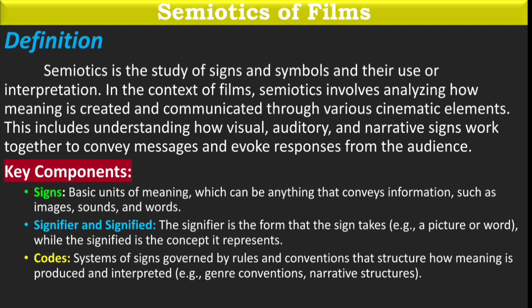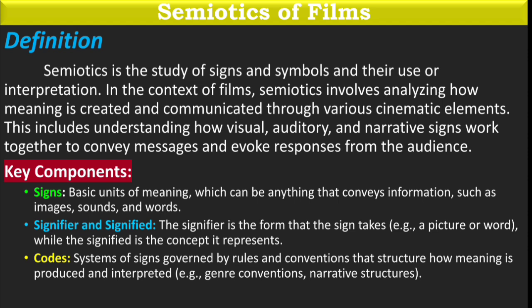Semiotics of films. Definition: semiotics is the study of signs and symbols and their use or interpretation. In the context of films, semiotics involves analyzing how meaning is created and communicated through various cinematic elements. This includes understanding how visual, auditory, and narrative signs work together to convey messages and evoke responses from the audience.